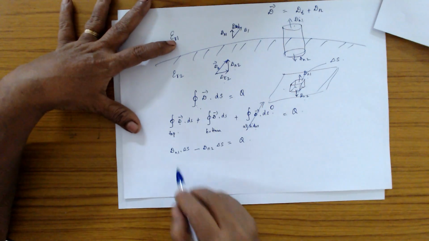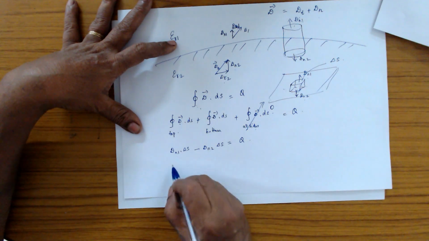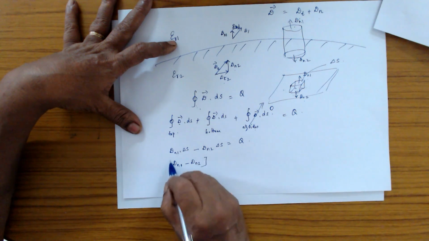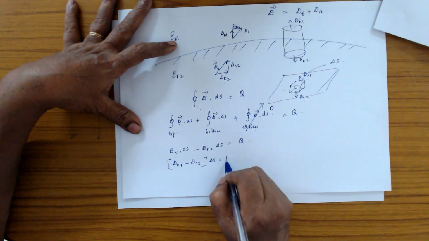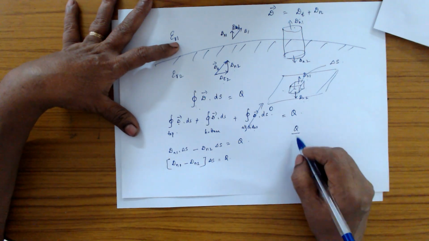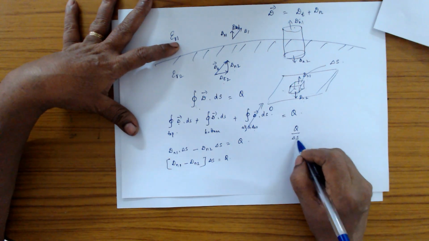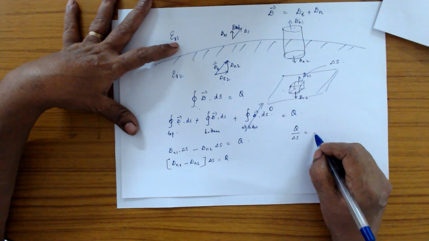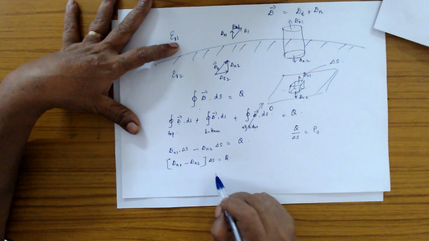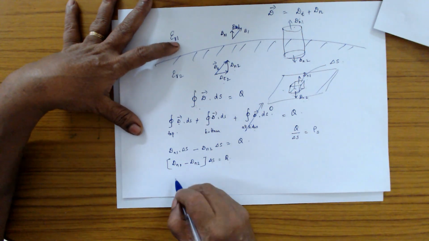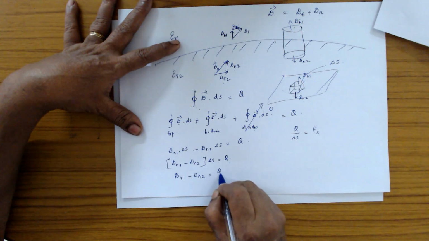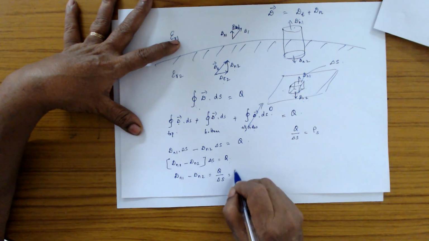So I can take delta S as common: (Dn1 minus Dn2) into delta S is equal to charge Q. Generally we can say charge per unit surface area is the surface charge density, rho s. So when you divide by delta S, this becomes Dn1 minus Dn2 equal to Q by delta S, which is equal to rho s.